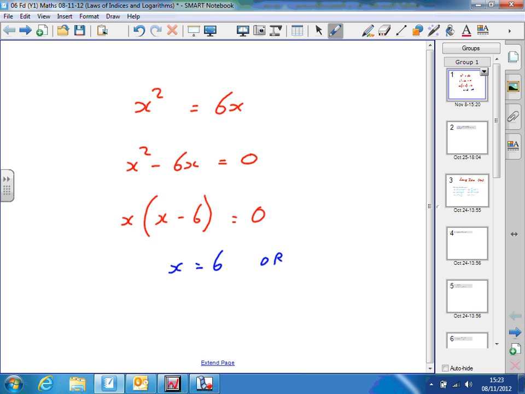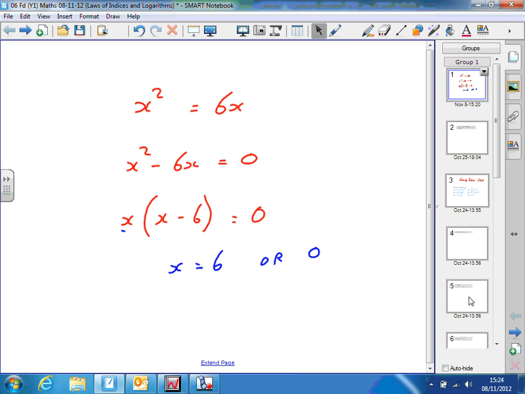Always 2 solutions, as James said. Naught. Right? If x is naught, it doesn't matter what ends up here, it gets multiplied by minus 6. Nothing times minus 6 is nothing. So x equals 6 or 0. Those are my 2 solutions. Okay? And that's the sort of thing we were doing last week.